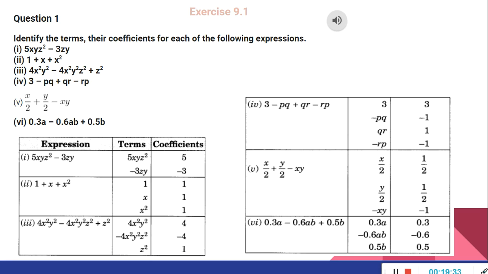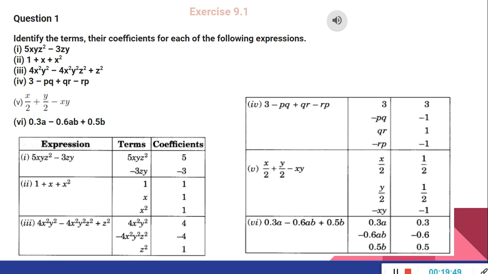5xyz square, the coefficient is 5. The numerical coefficient, that is the number 5. So 5 is the numerical coefficient of the first term. Then minus 3 is the coefficient of minus 3zy.